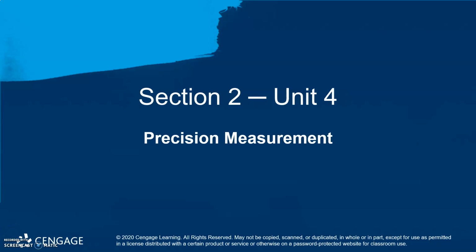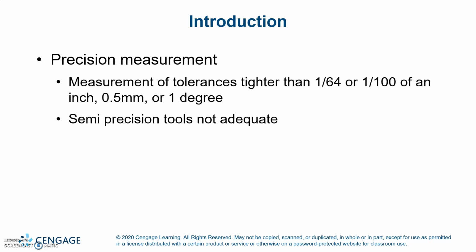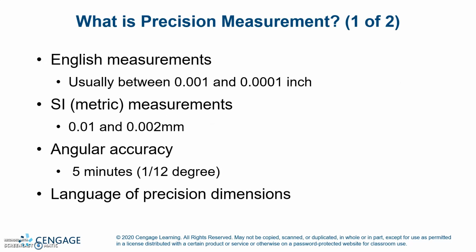Section 2, Unit 4, Precision Measurement. Precision measurement is measurement of tolerances tighter than 1/64th or 1/100th of an inch, half a millimeter, or 1 degree. Semi-precision tools are not adequate.